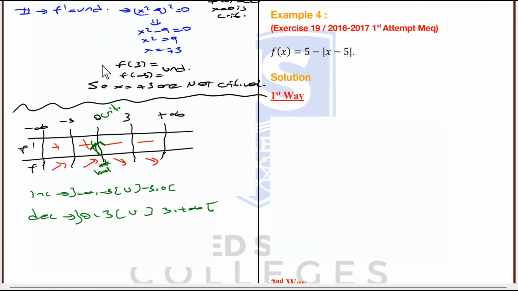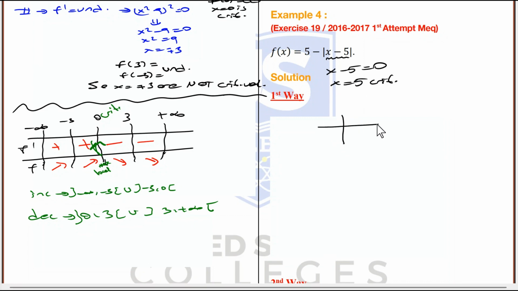Exercise 19, a ministry question. So in this question, we have 5 minus absolute value of x minus 5. What is the critical value? What makes the inside of the absolute value equal to 0, which is 5. So 5 is the critical value.